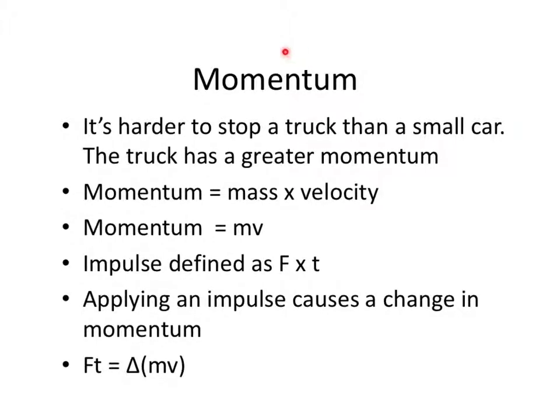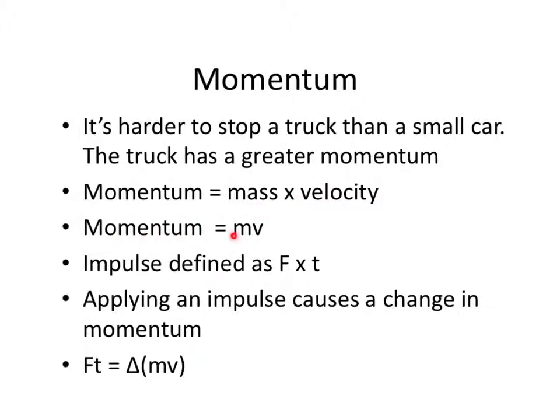In this chapter, we're going to talk about a concept that's called momentum. To illustrate momentum, you know that, for example, it's harder to stop a truck than it is a small car when they're both moving at the same speed. And that's because the truck has a greater momentum. Well, how do we define exactly what momentum is? Momentum is the product of mass times velocity, or as you'll often see the formula, momentum is defined as m times v.